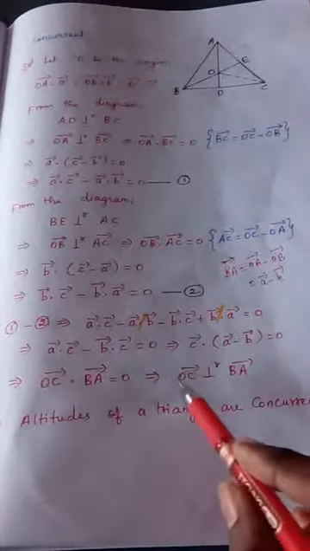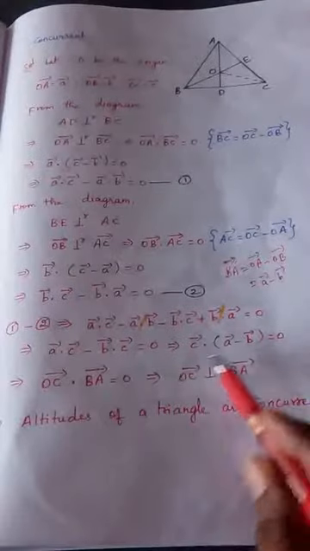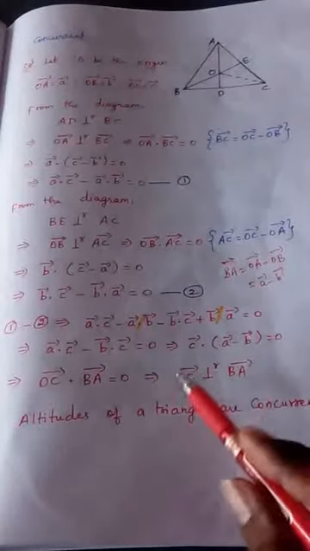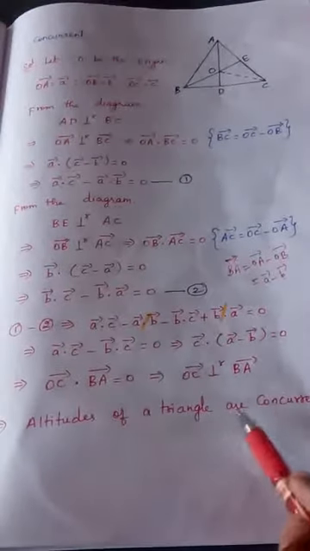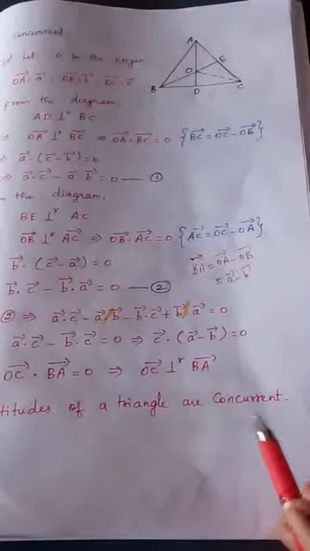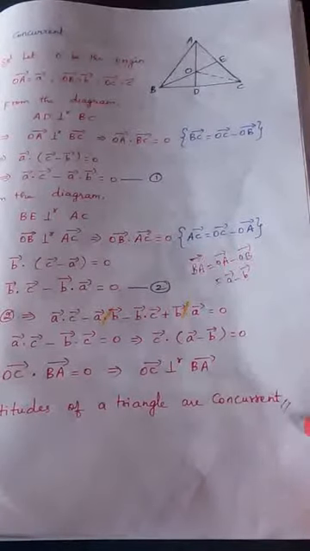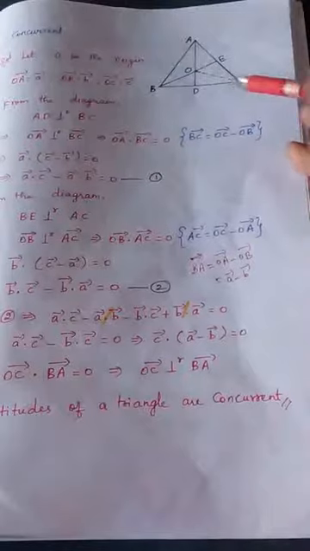So from this only the result is coming. From this point, I can say the result we have proved. What is the result we have proved? Altitudes of a triangle are concurrent. What is the meaning of concurrency? Three or more lines passing through the same point.